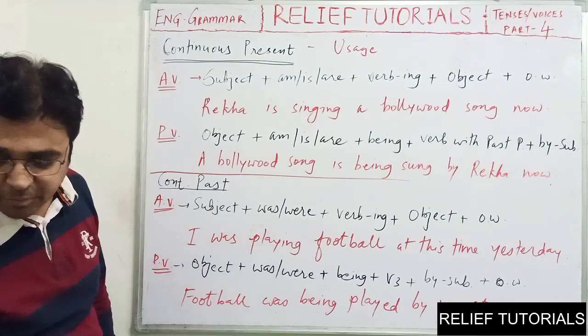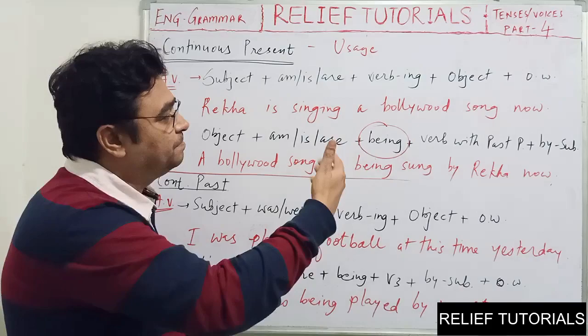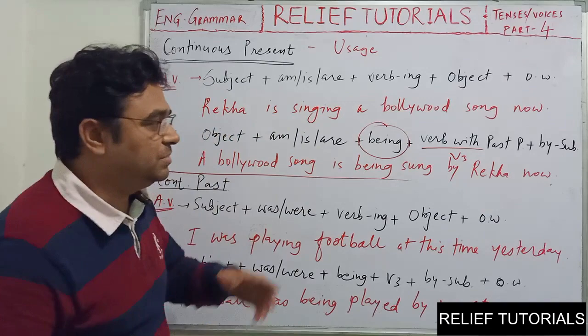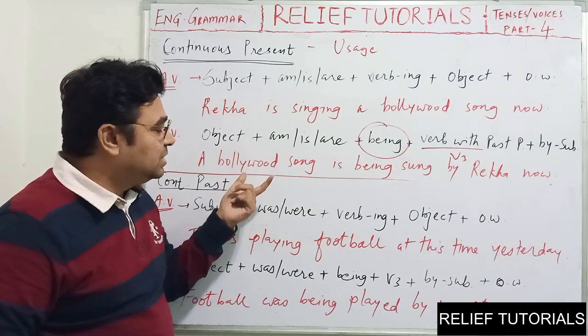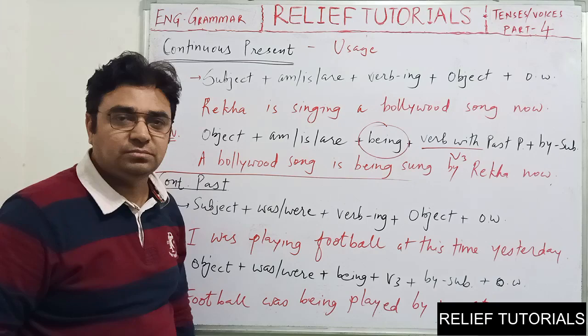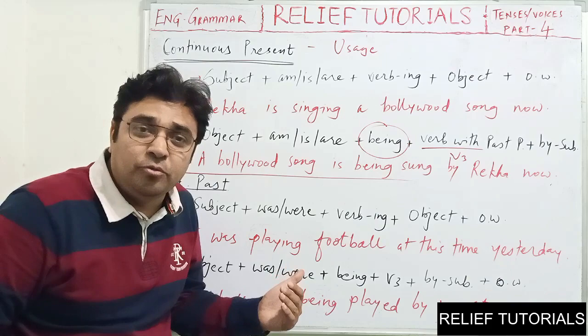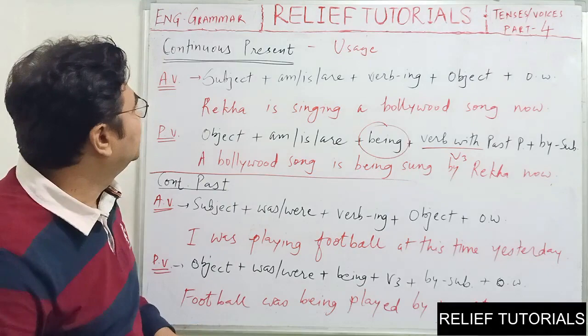This is what you are supposed to add over there, being. Then again in the passive voice, verb with past participle, could also be called as V3 form. Then by and subject. So object, Bollywood song, as it is singular, is being sung by Rekha na. Rekha ke dwara abhi ek Bollywood song gaya ja raha hai. So this is what the use of continuous present tense. It is active voice and it's passive voice.